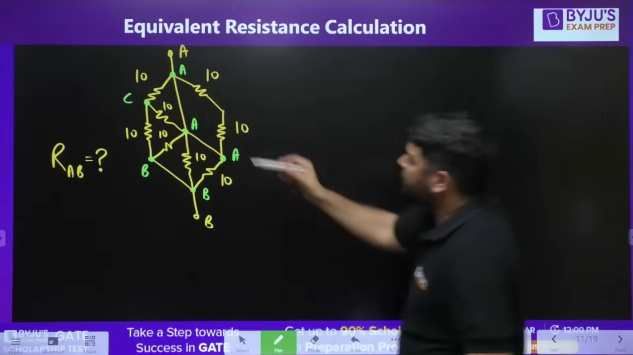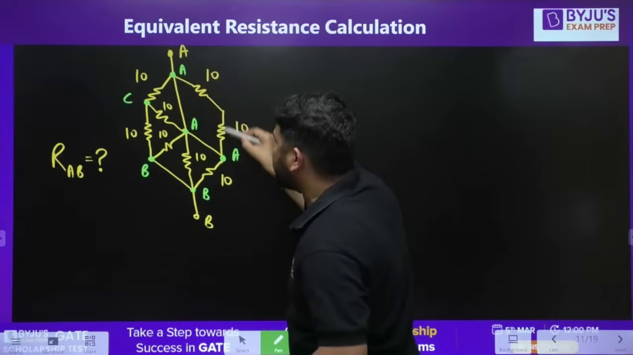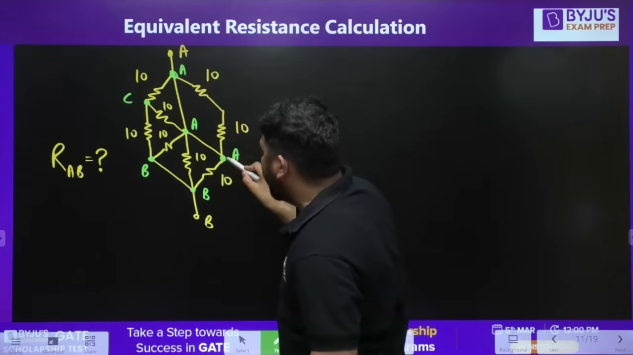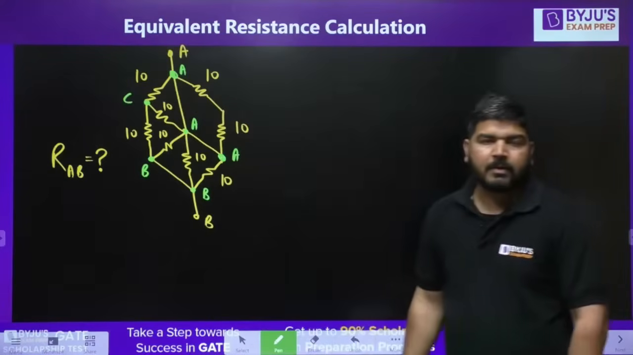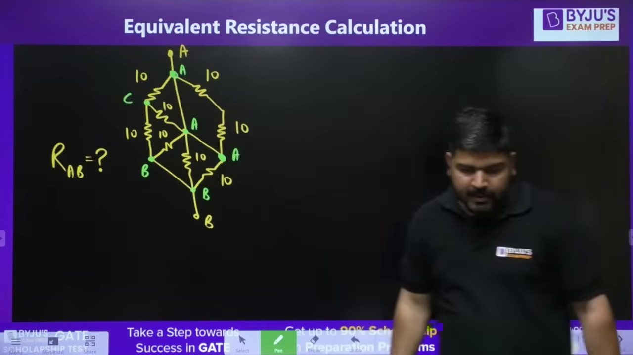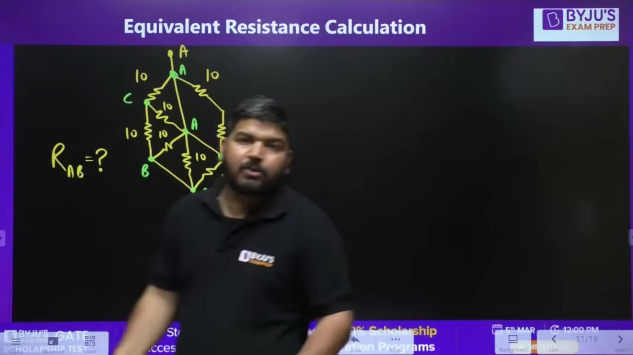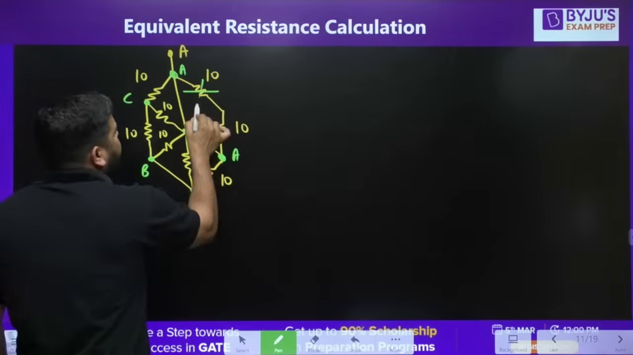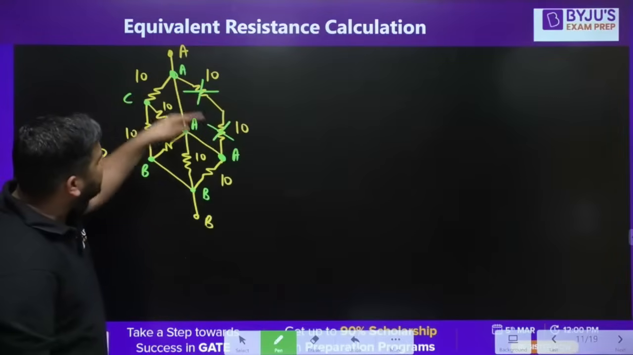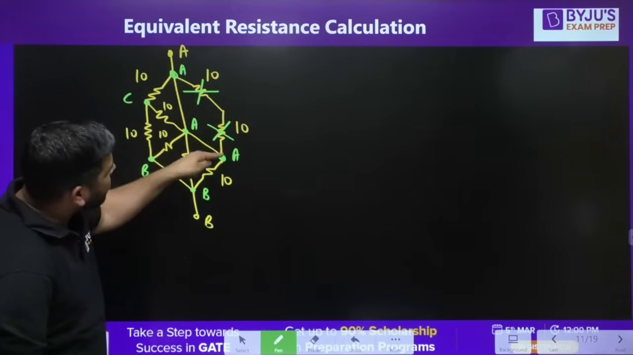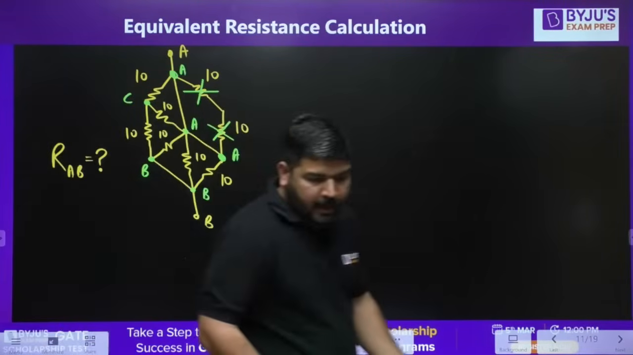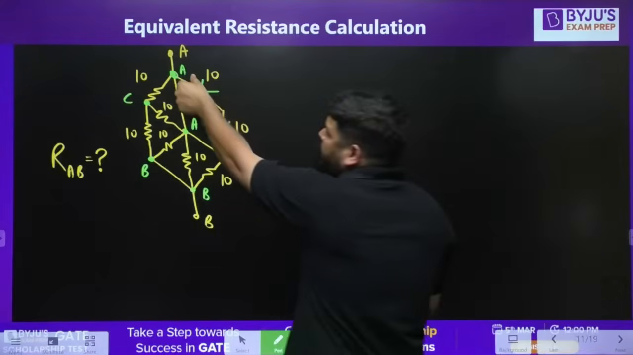Now, what about this resistance? These two resistances are in series now. But this resistance is starting from A and ends at the point A itself. So will this resistance participate in equivalent resistance? Answer is no. You can neglect it because the starting point is same, the end point is same. A to A. It is 20 ohm, but it has the same point on this side and same point on this side.